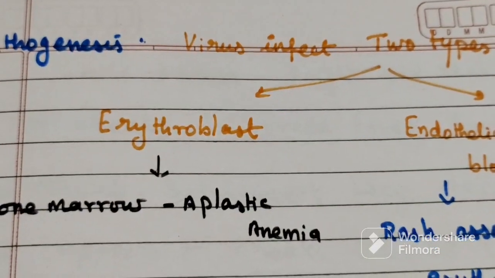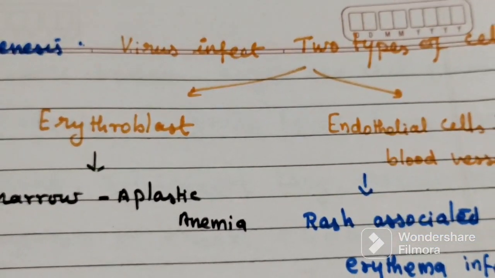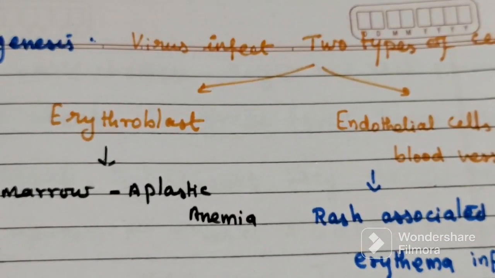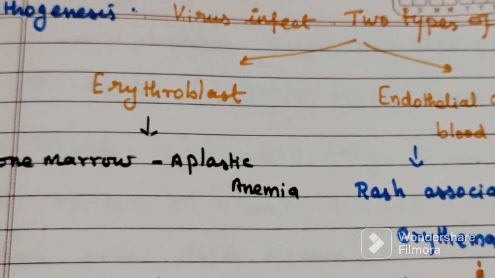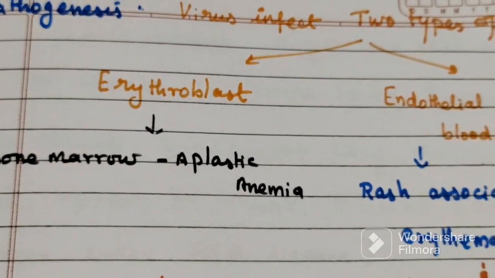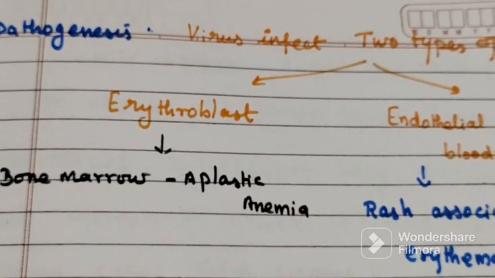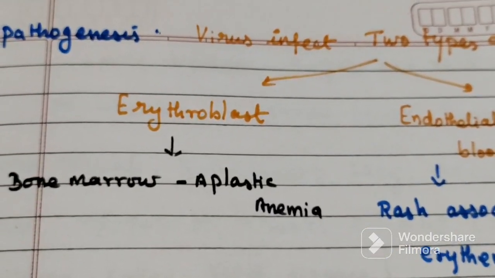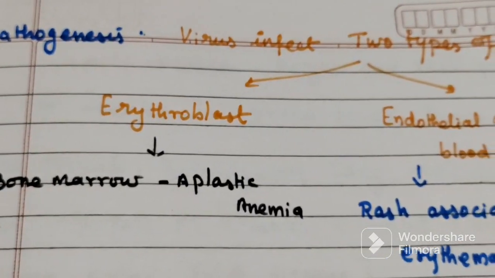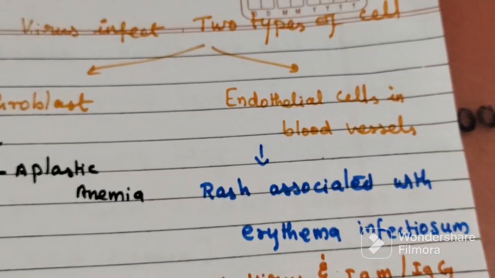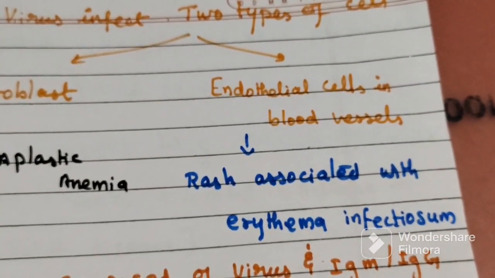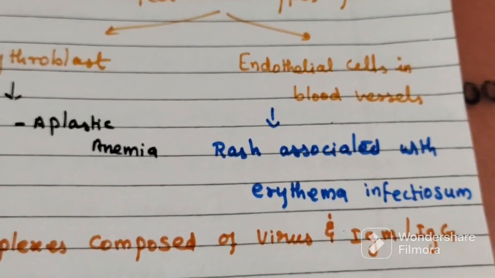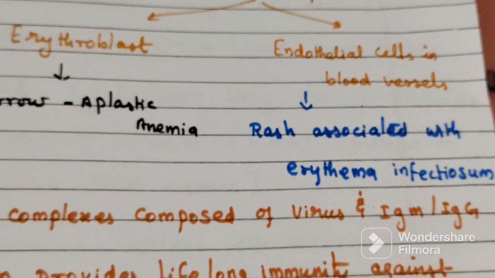Pathogenesis. The B19 virus primarily infects two types of cells. The first is the erythroblast, the RBC precursor in bone marrow, which accounts for aplastic anemia. The second type of cell is the endothelial cell in blood vessels, which accounts for the rashes associated with erythema infection.